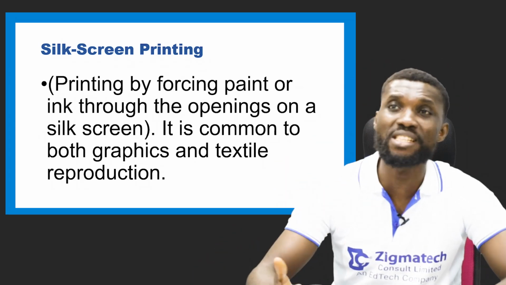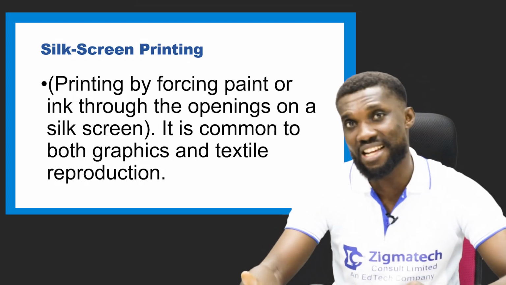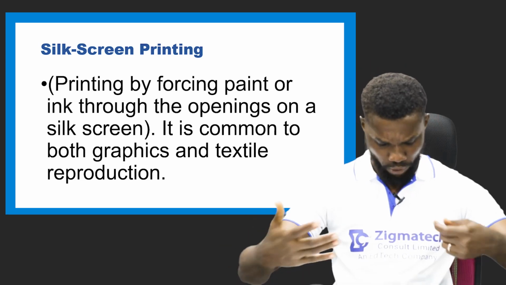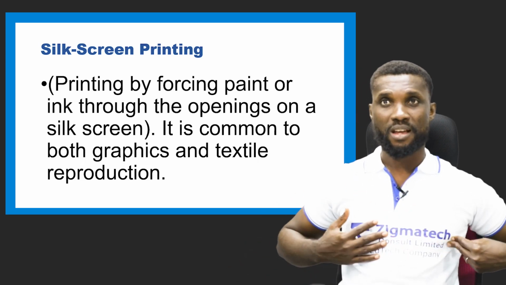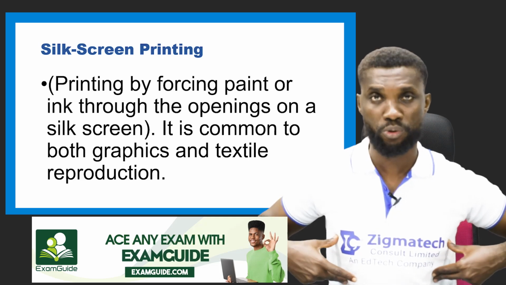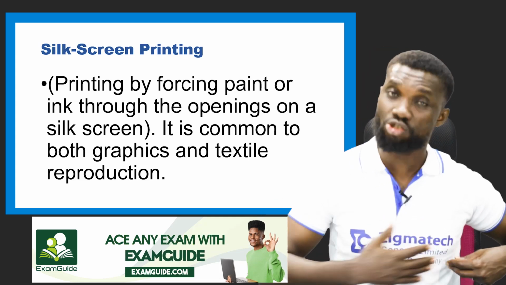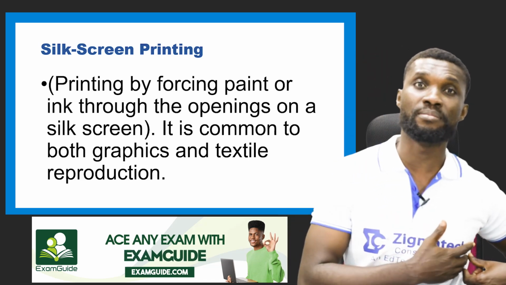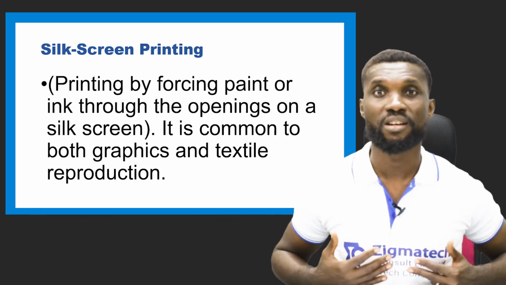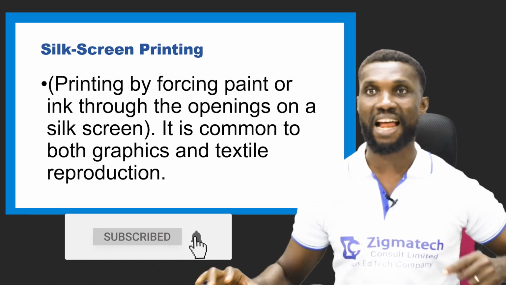Now, it is common to both graphics and textile production. This is a production that is common to both graphics and textile production. If you watch this design, I can put it to you that it is a screen printing product. It can actually be a heat transfer. It can actually be a flock print. However, it can actually be silk screen printing. So it looks like this.